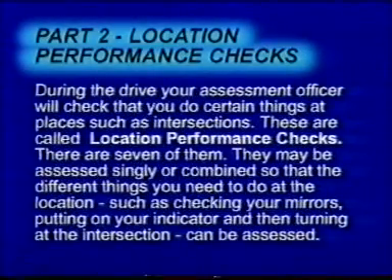Part 2. Location Performance Checks. During the drive, your assessment officer will check that you do certain things at places such as intersections. These are called location performance checks. There are 7 of them. They may be assessed singly or combined so that the different things you need to do at the location, such as checking your mirrors, putting on your indicator, and then turning at the intersection, can be assessed.